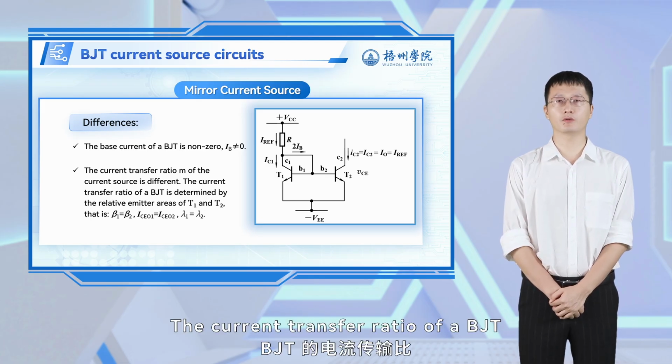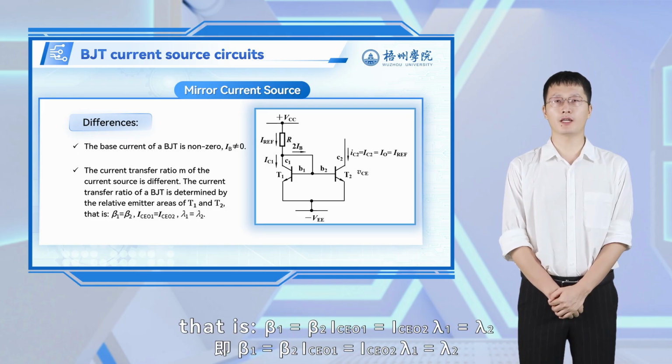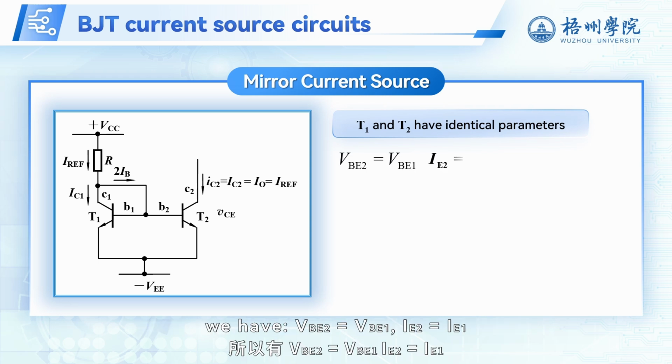The current transfer ratio of a BJT is determined by the relative emitter areas of T1 and T2. That is, beta1 equals beta2, I_CO1 equals I_CO2, lambda1 equals lambda2. When T1 and T2 have identical parameters, we have V_B2 equals V_E1, I_E2 equals I_E1.